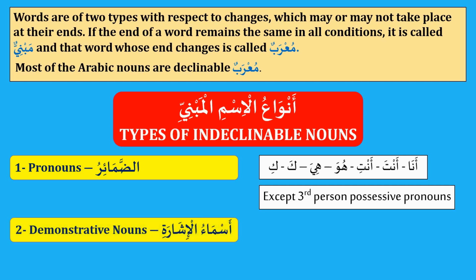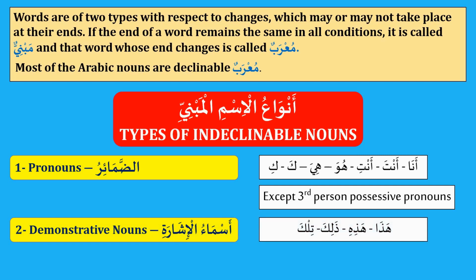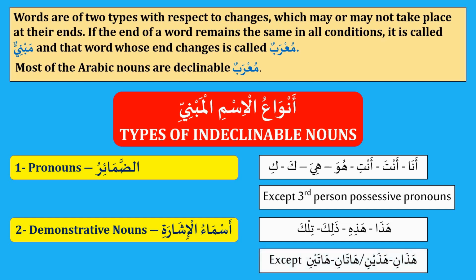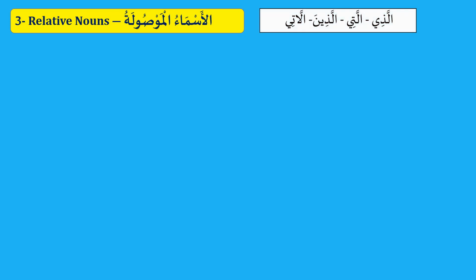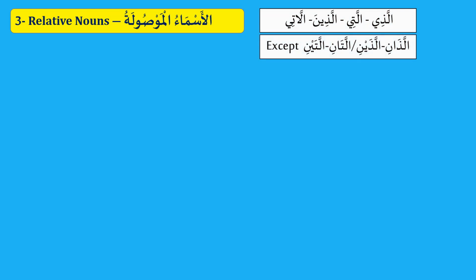Second one, asma'ul ishara, demonstrative pronouns. هذا, هذه, ذلك, تلك, أولئك, هؤلاء. Except هذان becomes هذين and هاتان becomes هاتين in mansub and majrur cases. Third one, الأسماء الموصولة, relative pronouns. الذي, التي, الذين, اللاتي, except اللذان becomes اللذين and اللتان becomes اللتين.